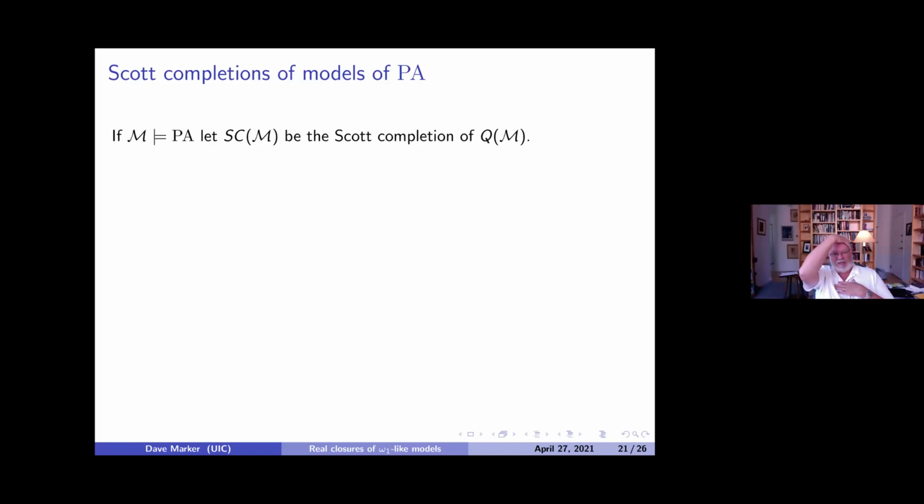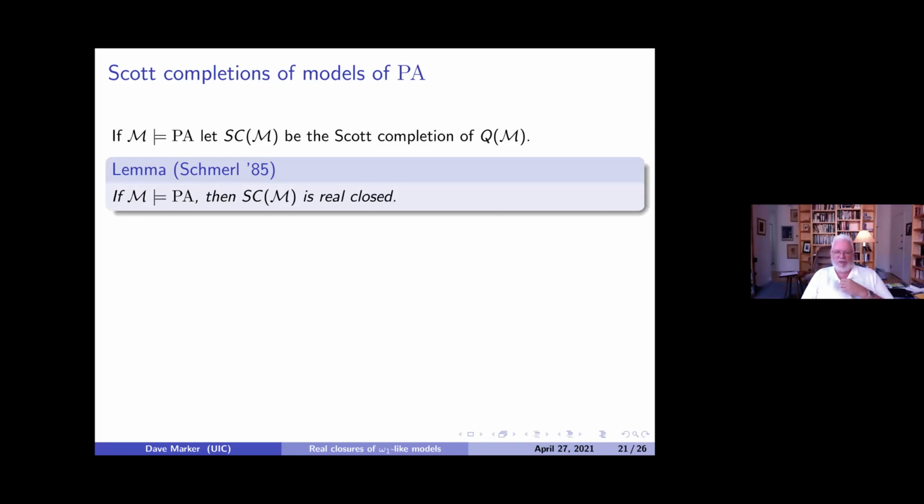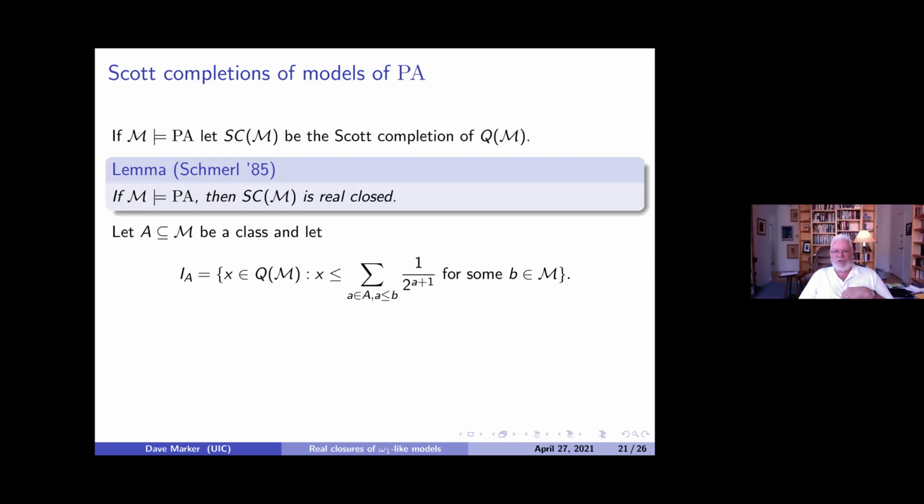Now, Jim related these to models of arithmetic in the 80s. Okay, so if I start with a model M of PA, I let the Scott completion of M just be the Scott completion of the quotient field. Jim used these to answer some questions about ordered fields, some complication of ordered fields and sort of the set theory of ordered fields. But an easy argument is that if I start with the model of PA, the Scott completion of that model is real closed. And he also showed that there's a tight relationship between the Scott completion and the classes of the model M. And it comes as follows.